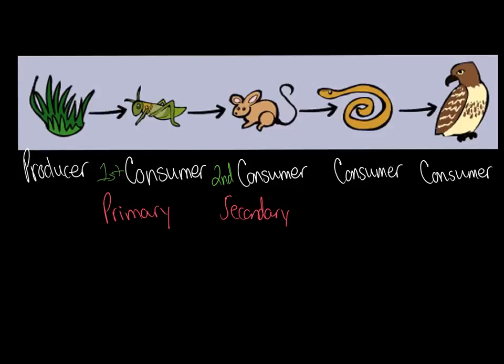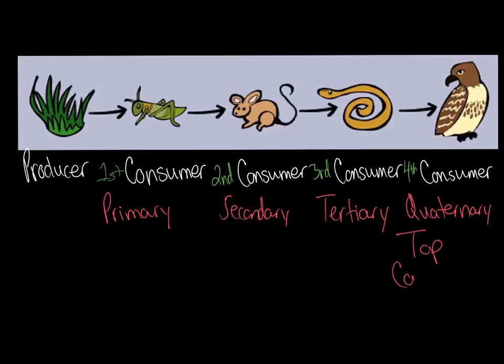Then we have our snake, the third one in this food chain, so it's our third consumer, also known as a tertiary consumer. And finally, at the very, very top of this food chain, we have our fourth consumer. The fourth consumer can be called the quaternary consumer, or in this case, because it's at the very, very top, it can also be called the top consumer.